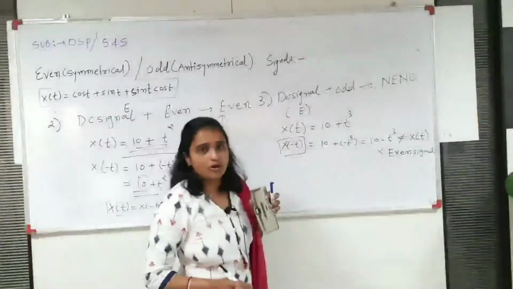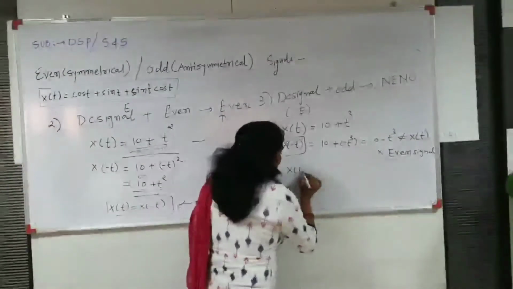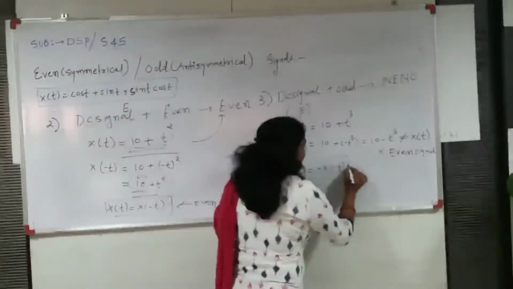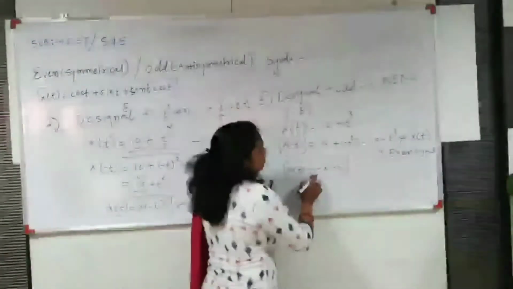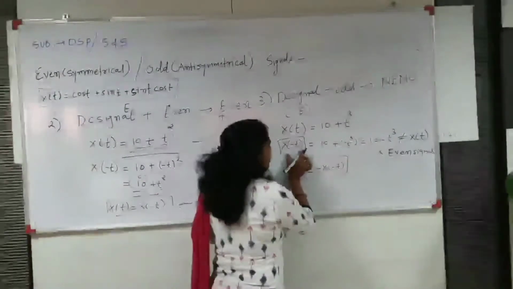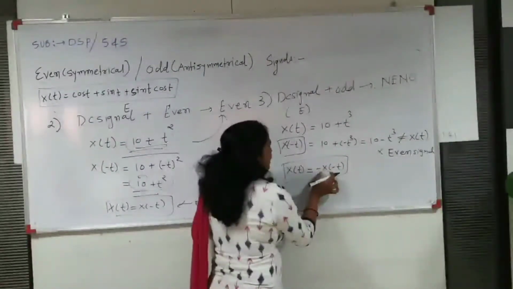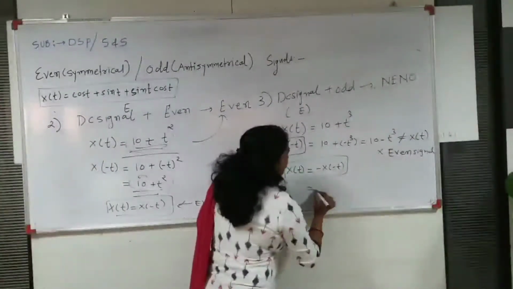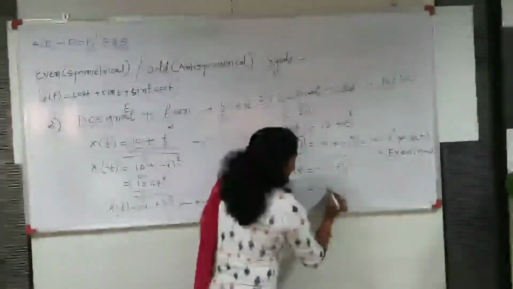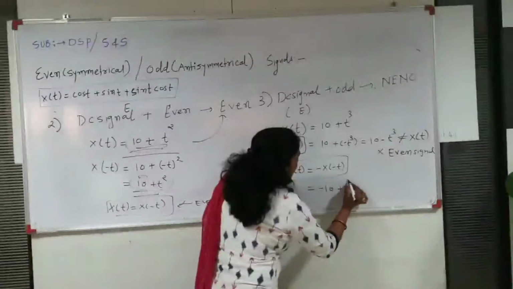Now what about the odd signal? As we know, for the odd signal this condition must be satisfied, right? x of t is equal to minus of x of minus t. So here x of t we already found. If I am checking this minus x of minus t, we are getting it here. So if I put a minus sign over here, it's minus 10 plus t cube.